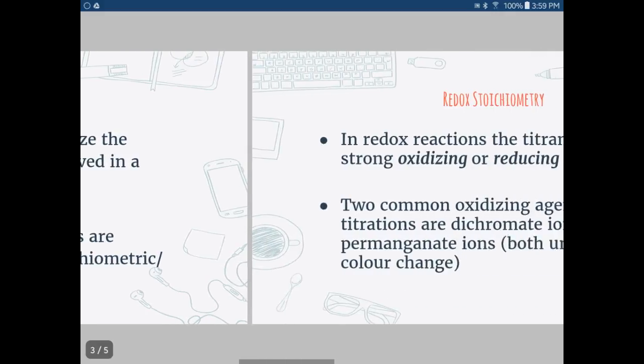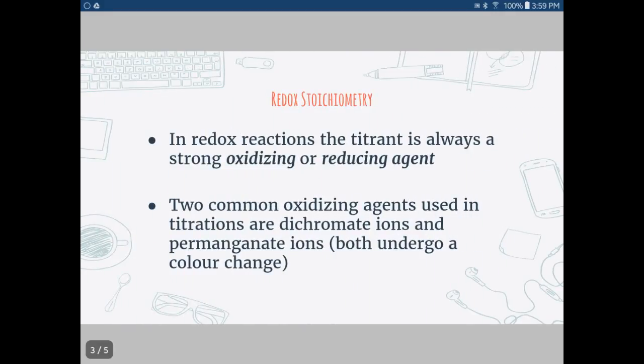All right. So redox stoichiometry, we're looking at the reaction of a titrant and a sample, and we have either a strong oxidizing or reducing agent involved. Now, in terms of redox stoichiometry, two common oxidizing agents used in titrations are dichromate ions and permanganate ions because they both undergo a color change when they have been either oxidized or reduced.